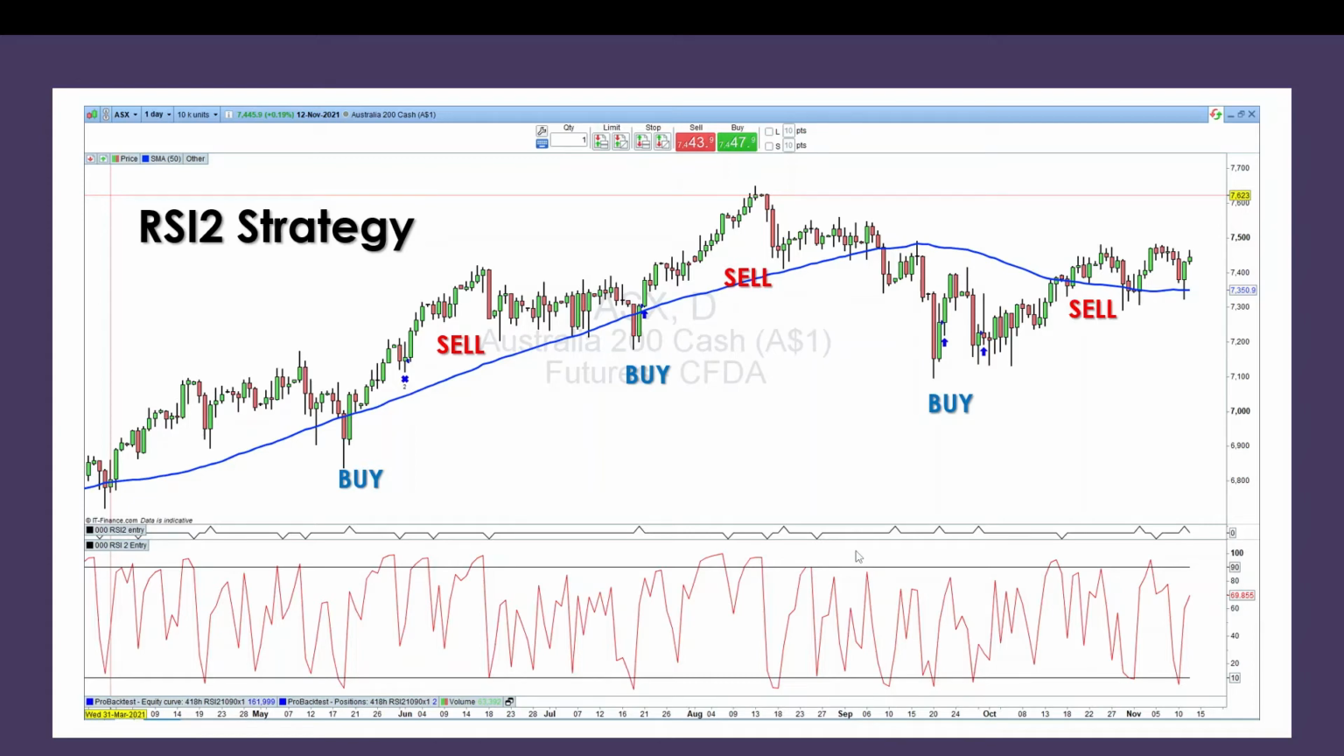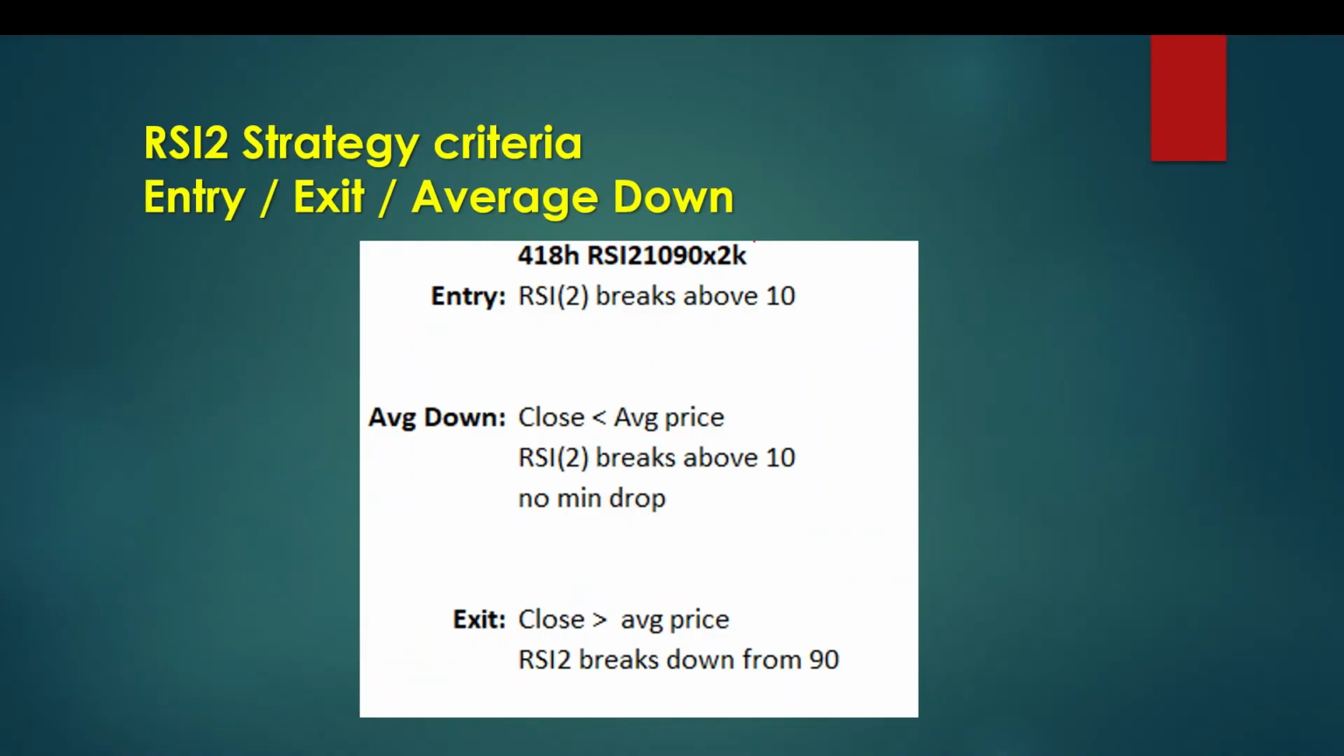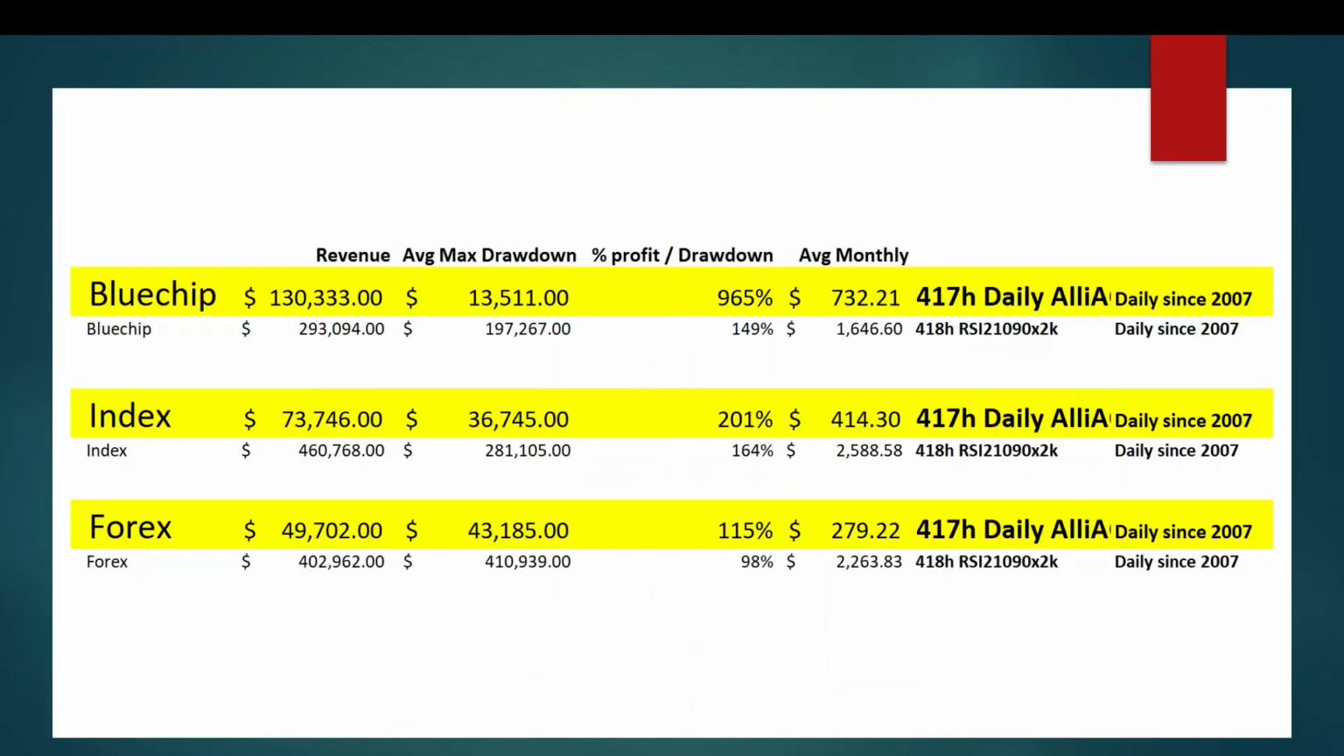Now, comparing the results of both, and I've done this for both the entry, exit, and average down process. So entry is when the RSI2 breaks above 10, exit when the close is greater than the average price and the RSI2 breaks down from 90, and average down when the close is less than the average price and the RSI2 breaks above 10 with no minimum drop. So again, using that as an average down approach. So these are the results.